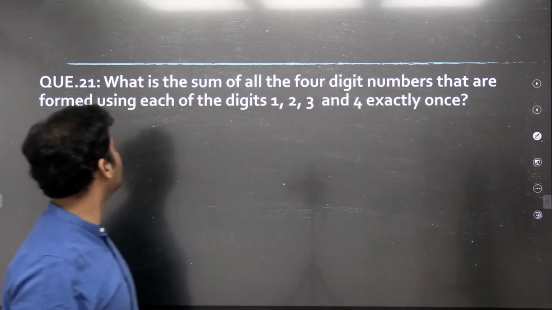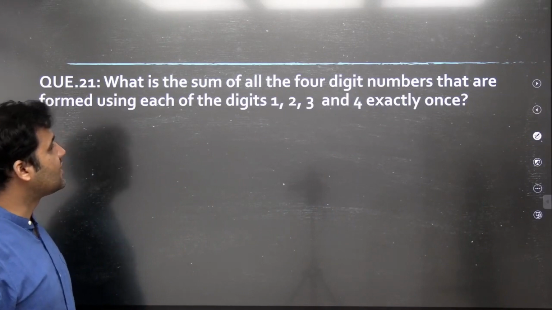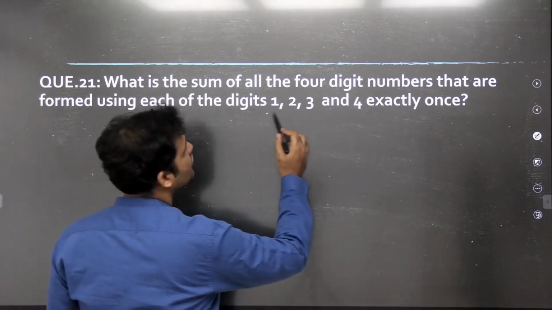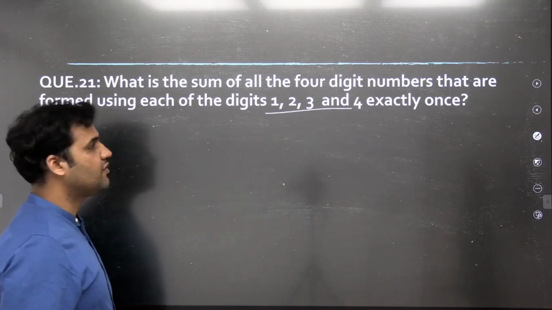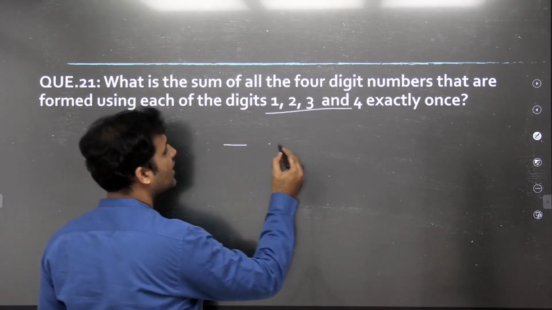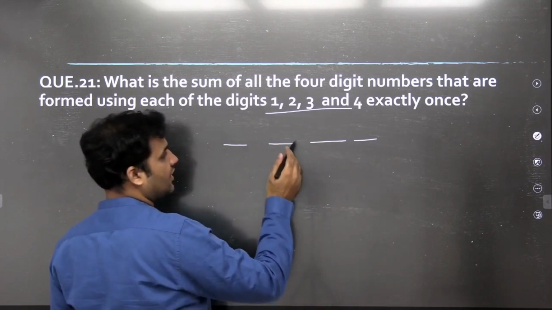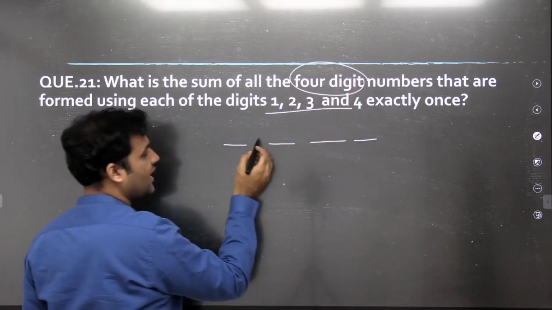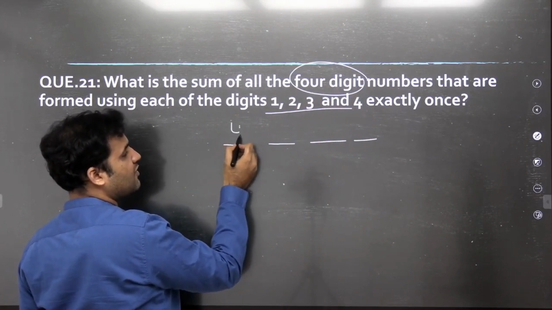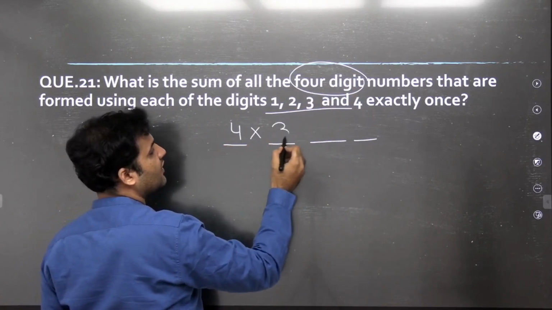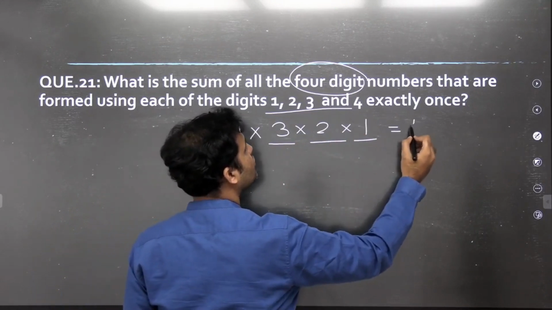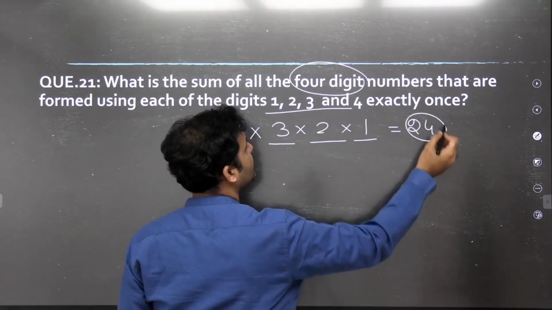Look at this please. Question number 21. What is the sum of all the 4-digit numbers that are formed using each of the digits 1, 2, 3 and 4 exactly once? So again you are supposed to make a 4-digit number. Now first place can be filled in 4 ways, second place can be filled in 3 ways, third place can be filled in 2 ways, this place can be filled in 1 way. So total you will have 24 such numbers.